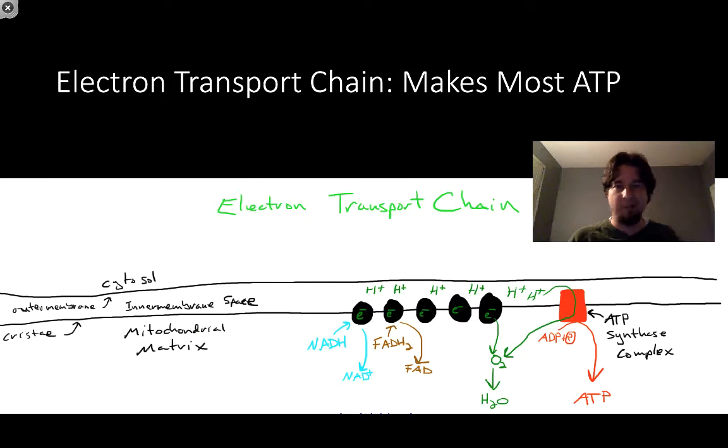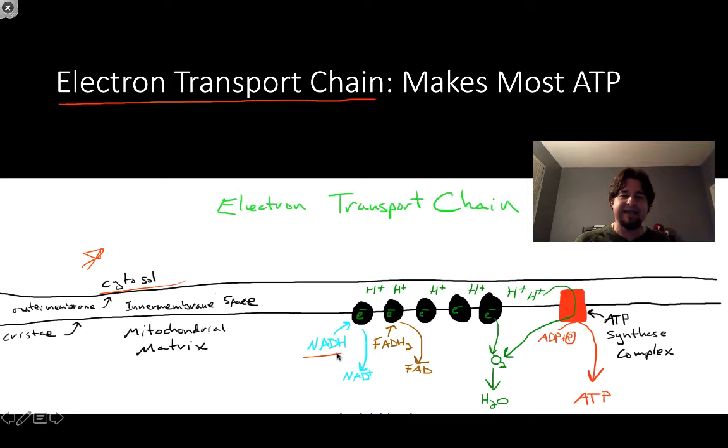So far, we haven't made a whole heck of a lot of ATP. The electron transport chain, that's where the magic happens. That's where we're making the majority of our ATP. So just to give you a quick snapshot here, this double line represents the outer membrane of the mitochondria. So outside here is the cytosol. Inside here is the mitochondrial matrix. And the space in between these two is the intermembrane space. This inside membrane of the mitochondria is called the cristae.